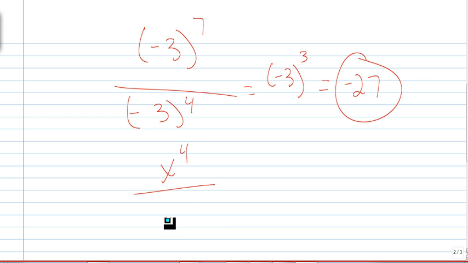Alright, what if I have something like this? x to the fourth over y to the third. Can I do this? No. You're absolutely right. I can't do this because I don't have like bases. I have an x on top and a y on the bottom. Nothing about that says a like. So you'll just leave it like that. You can't do anything with this because there's no like bases. And remember, you always need to be looking to see, do they have a like base so that you can work with them.